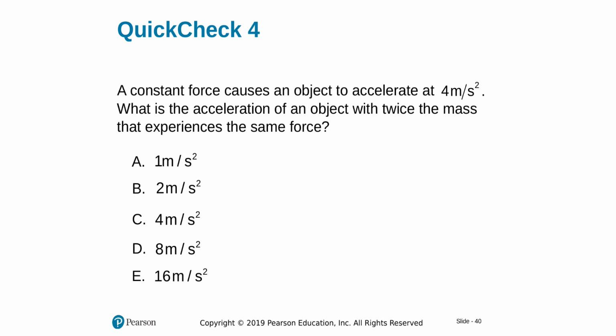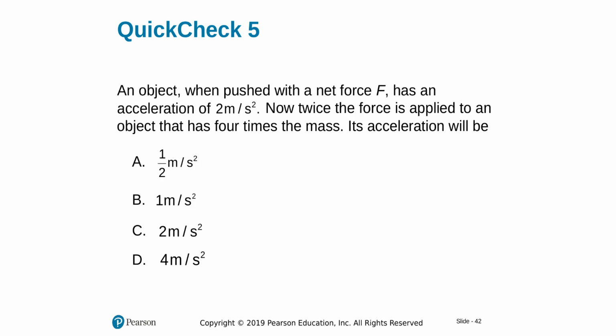Here's another one. A constant force causes an object to accelerate at 4 meters per second squared. What is the acceleration of an object with twice the mass that experiences the same force? The same idea. Acceleration is equal to F over m. Larger mass will be smaller acceleration, inversely proportional. Here, twice the mass, it's easier to see, should be half the acceleration. So 4 meters per second squared will be 2 meters per second squared. These are fast and easy questions.